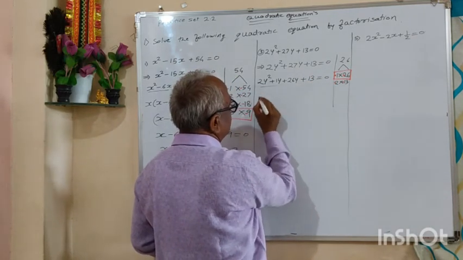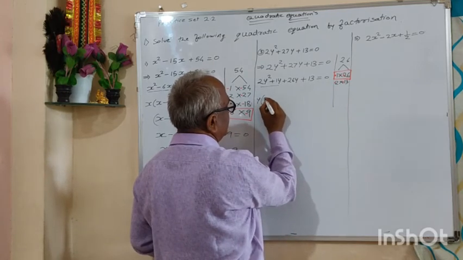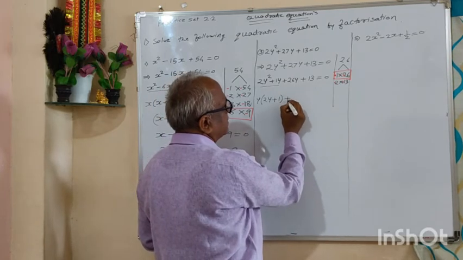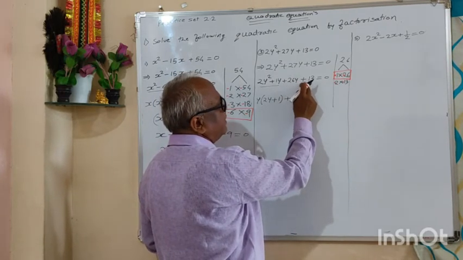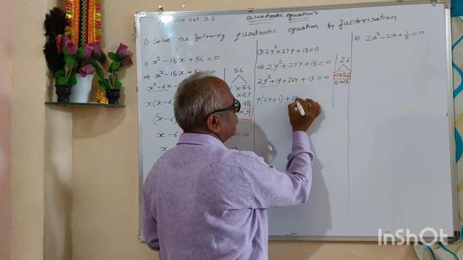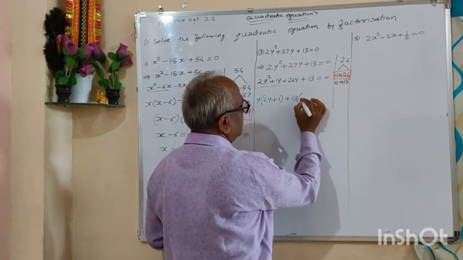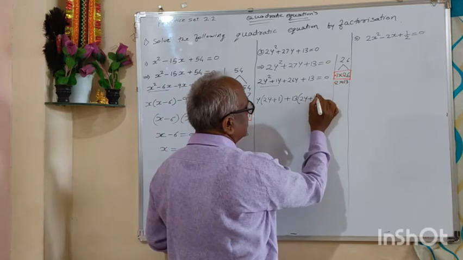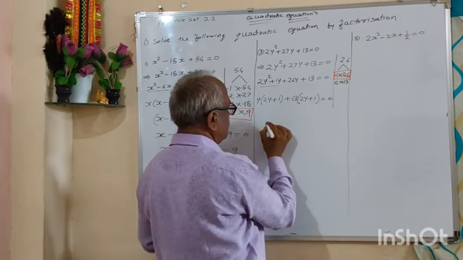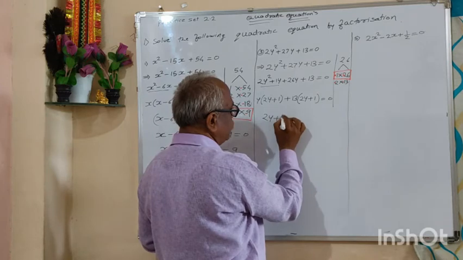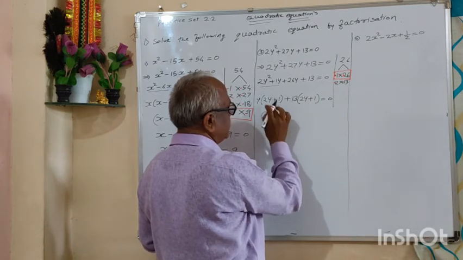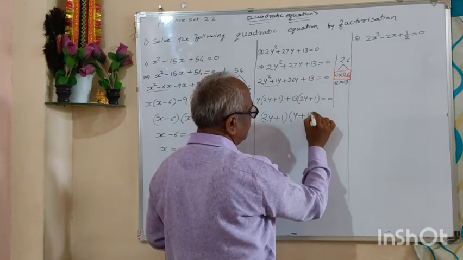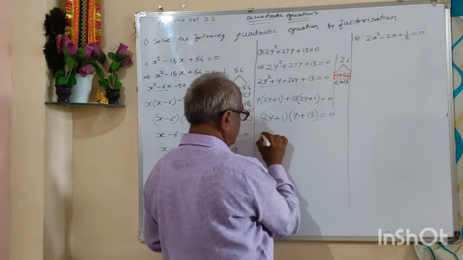Now from this, y is common. Inside the bracket 2y plus 1. Now from this, 26y plus 13, 13 is common. Inside the bracket, 13 into 2 is 26, this y, plus 13 into 1 is 13, is equal to 0. That is 2y plus 1, this is the common bracket, and in another bracket y plus 13 is equal to 0.